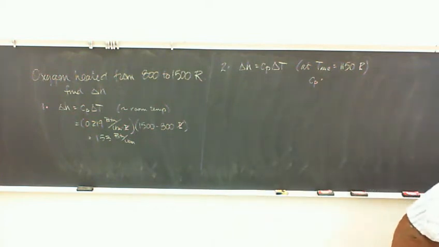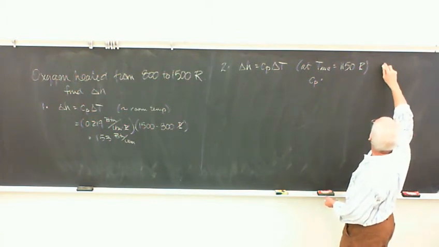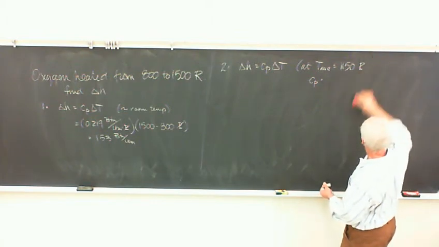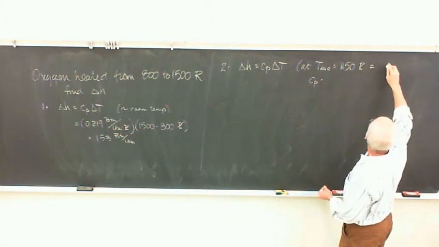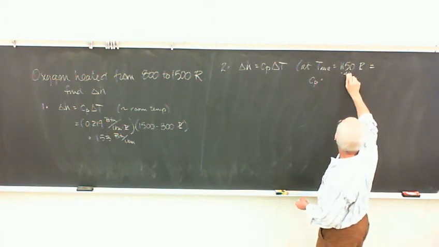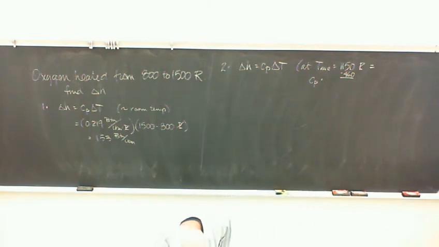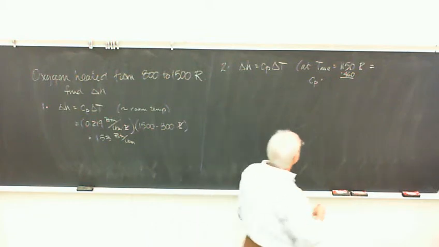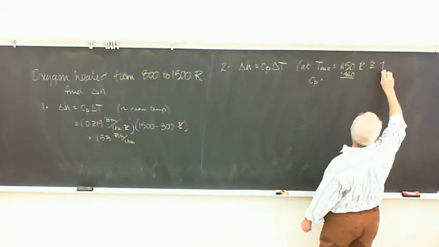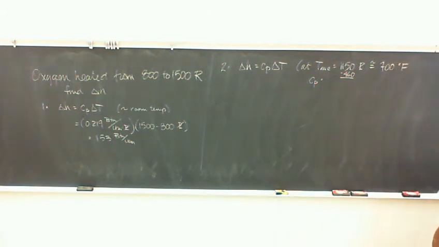Oh, that temperature's in Fahrenheit? Oh, yeah. So, we need to remember to get it in Fahrenheit. Subtract 460. So, what's subtract 460? That's 690. So, we'll call it 700, because hopefully that's in the table. So that makes it easier. 700 for the oxygen.